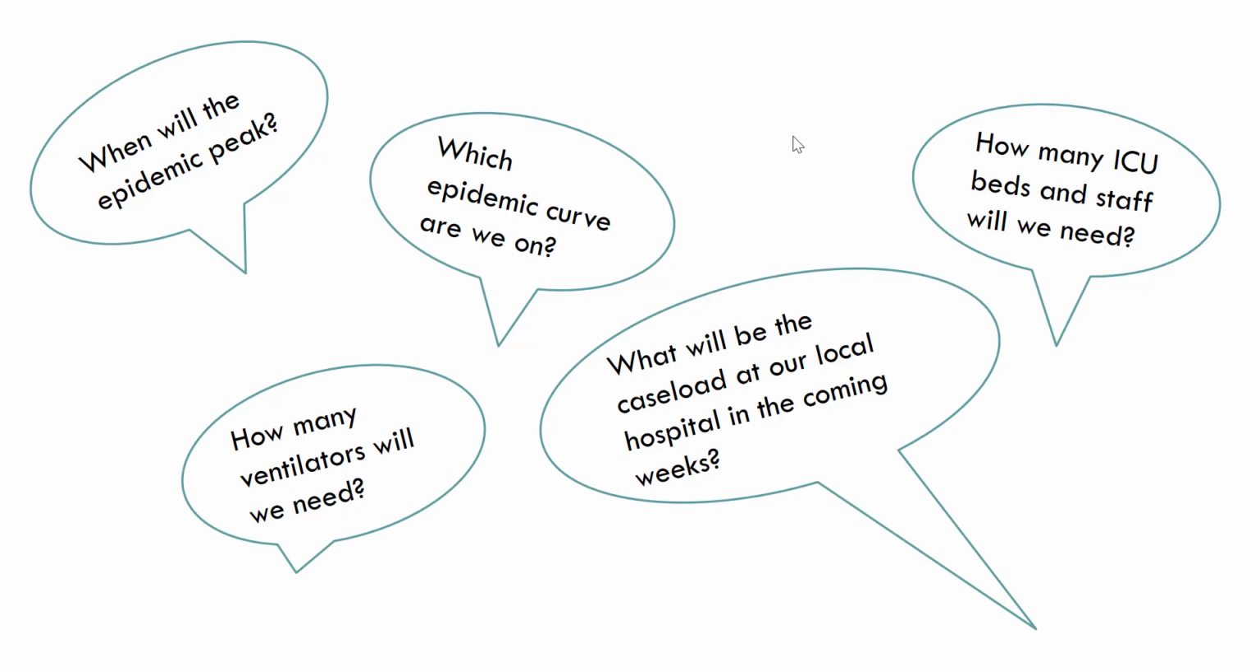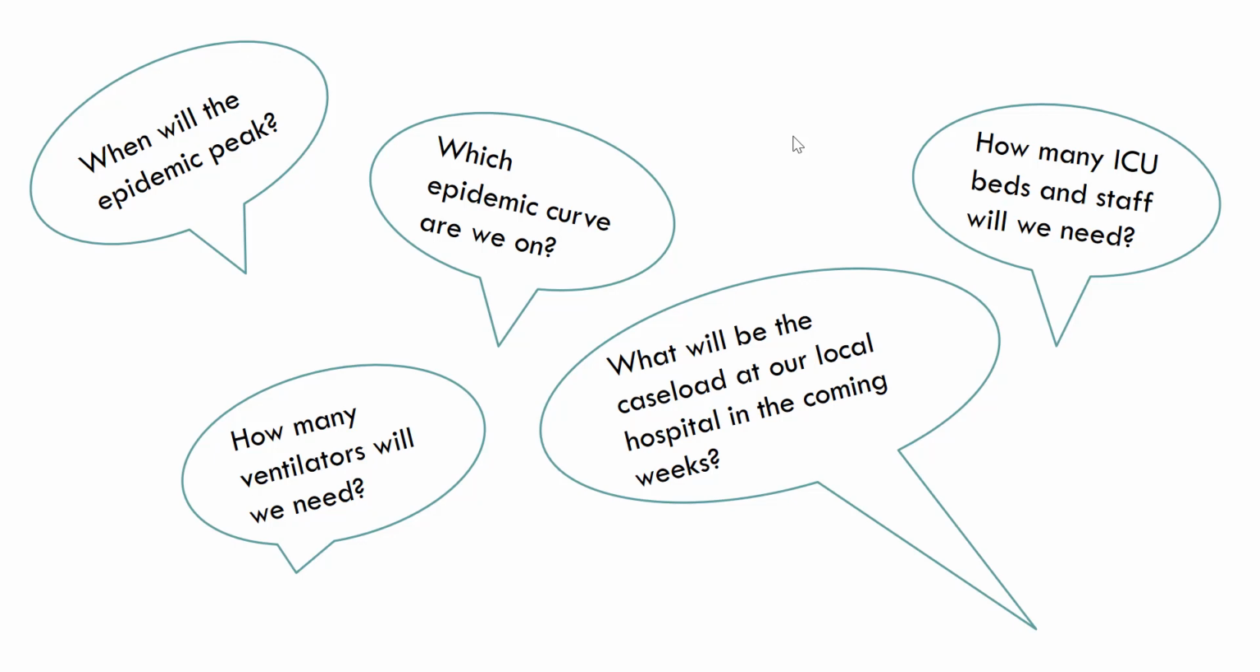Let's consider some of the questions we might be curious of when using a model like the C5V. So for example, at the beginning of an outbreak, we'd be particularly interested in knowing which epidemic curve are we on? Another question would be, when will the epidemic actually peak? Of course, around the peak, we want to know, every day leading up to it and then afterwards, what will be the caseload at our local hospital in the coming weeks?